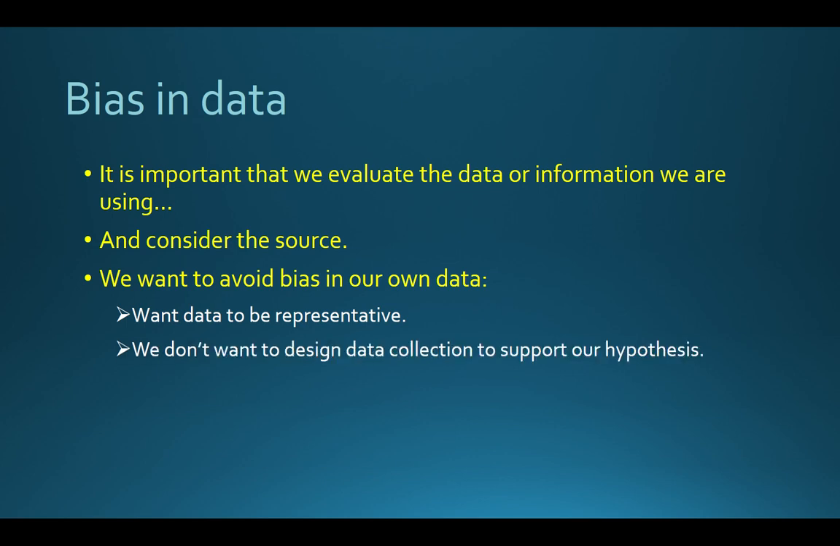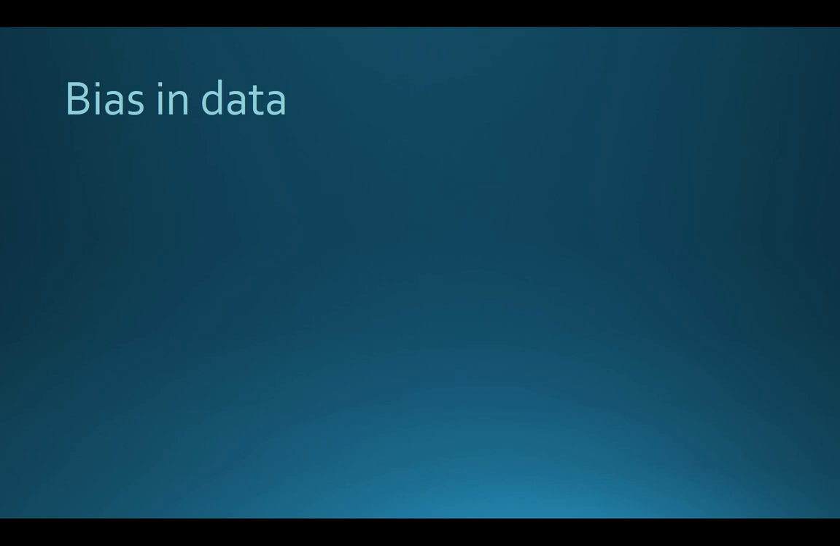In other words, we don't want to design our data collection just to support our own hypothesis, right? We don't want to be accused of cherry picking, picking and choosing just the data that supports our point of view. That would not be very good scholarly work, right? We need to ask if our data paints an unfair picture. So when working with data, we need good data, but we also need to think about the data itself to make sure that there's no bias.